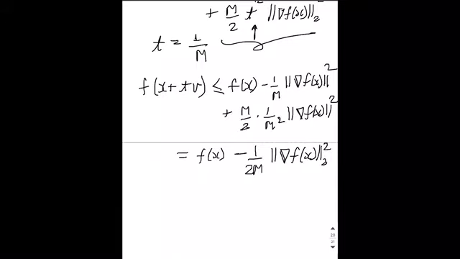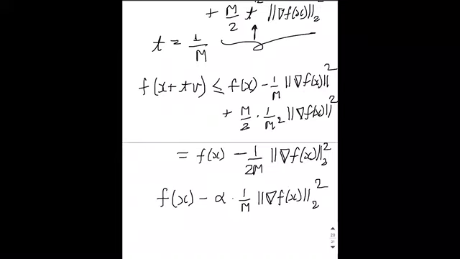So just compare this to this function: f of x minus alpha times 1 over m times the norm of the gradient of f of x squared. This 1 over m is basically t. So for alpha less than half, certainly this last expression is greater. So this is exactly the backtracking exit condition.